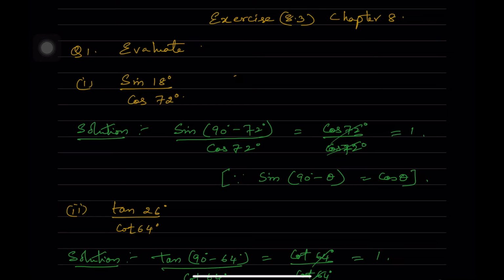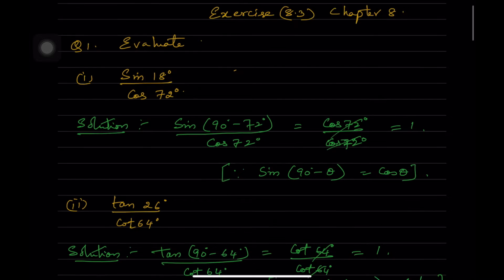Now sine 18 by cos 72, I can write 18 as 90 minus 72. So sine, I'm not changing the sign. Sine is as it is. Sine 90 minus 72 by cos 72 is equal to, now sine 90 minus theta is nothing but equal to cos theta. So you're getting cos 72 by cos 72, which is equal to 1, since sine 90 minus theta is equal to cos theta.